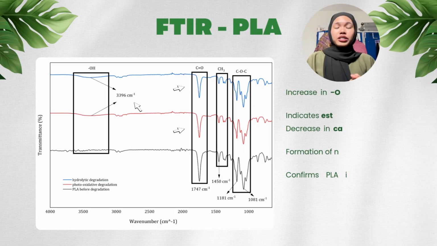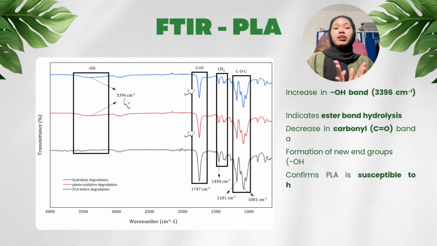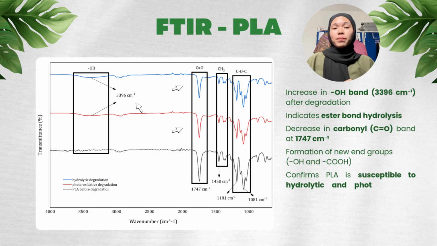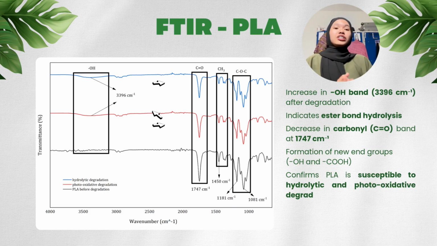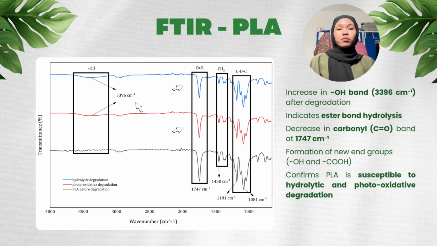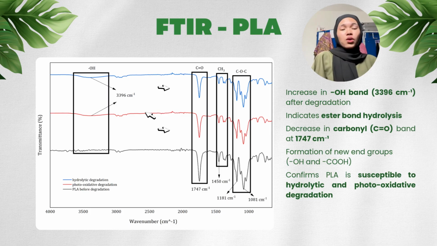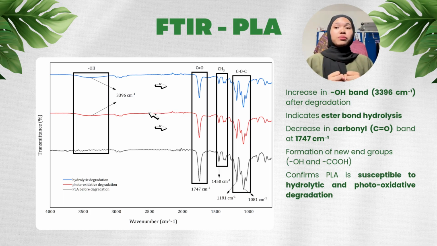For results and discussions, first we will discuss the FTIR result for polylactic acid, or PLA. PLA mainly degrades through hydrolytic degradation because its polymer backbone contains ester bonds, which are chemically unstable in the presence of water. When PLA absorbs water, water molecules penetrate the polymer structure and break these ester bonds, causing chain scissions and the formation of shorter polymer chains.